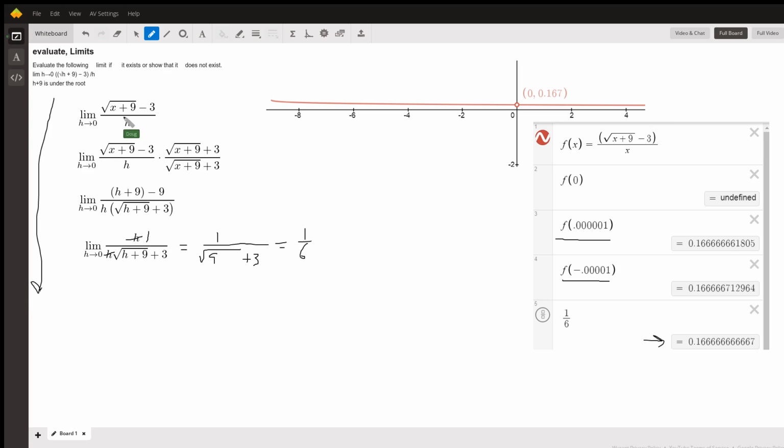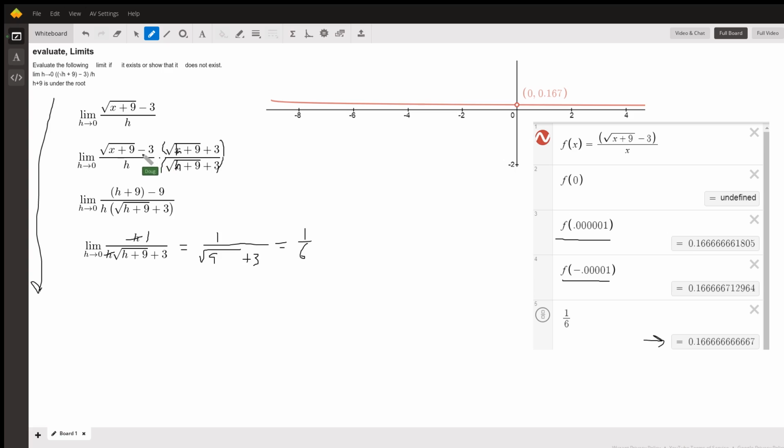Okay, and when you typically see a radical minus a constant or a radical plus a constant, what usually works is to multiply numerator and denominator by the conjugate of the expression that contains the radical. The square root of h plus 9. Oh, this is supposed to be an h. Sorry about that.